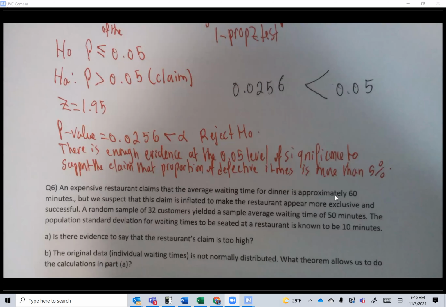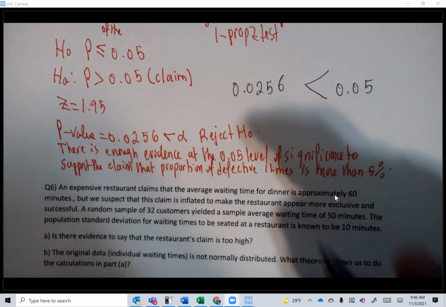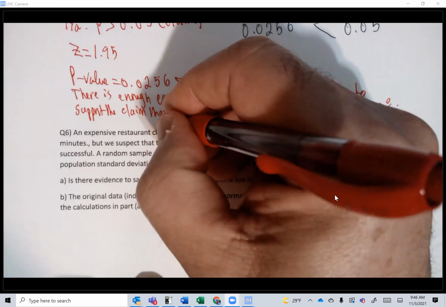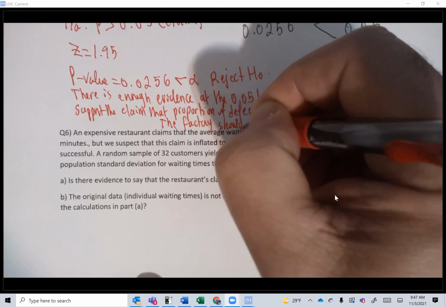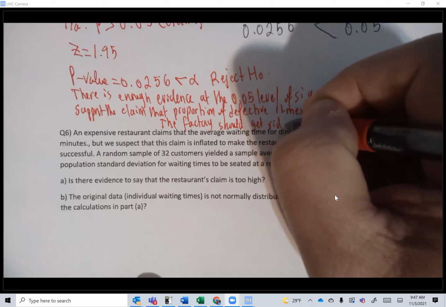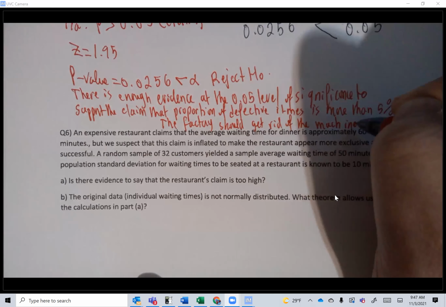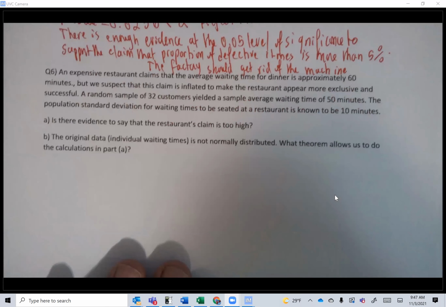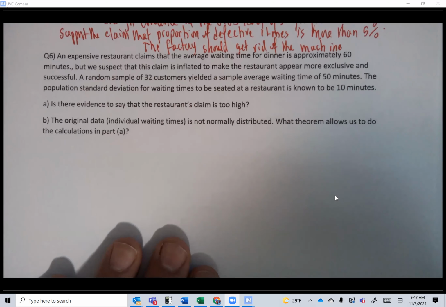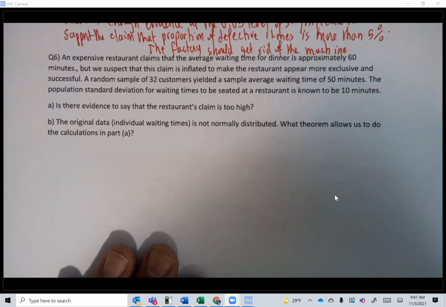All right, so the p-value is less than alpha, so the company, the factory, should get rid of the machine. Now you can see how hypothesis testing is used to make decisions in business. Okay. Let's go to number 6. I'm going to give you a good feel about this chapter, guys, through those exercises.